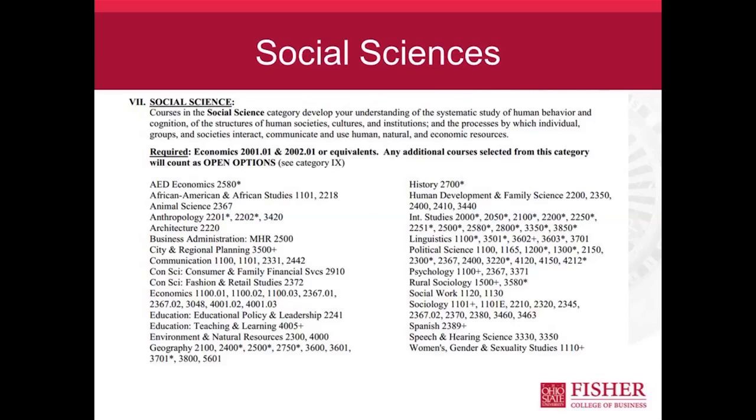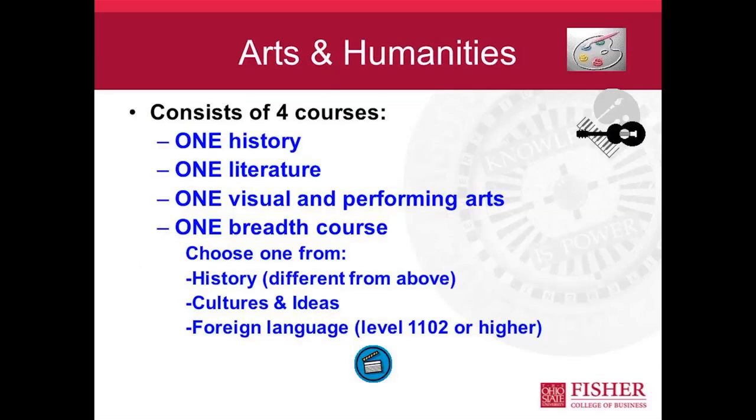Arts and humanities. This Gen Ed category consists of 4 courses, 1 history, 1 literature, 1 visual and performing art, and a breadth course. The breadth course may be another history, different from above, a culture and ideas course, or a foreign language course at level 1102 or higher. All students are required to take these 4 courses in order to graduate.